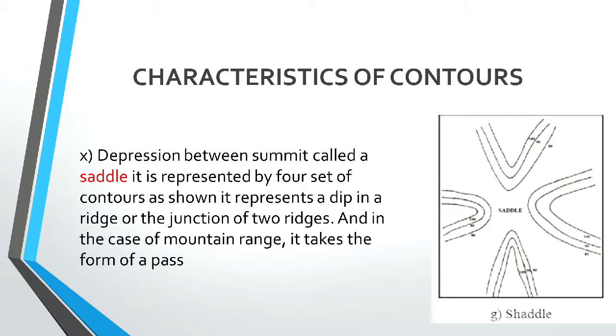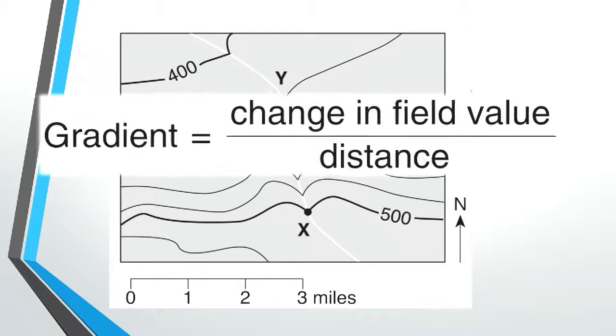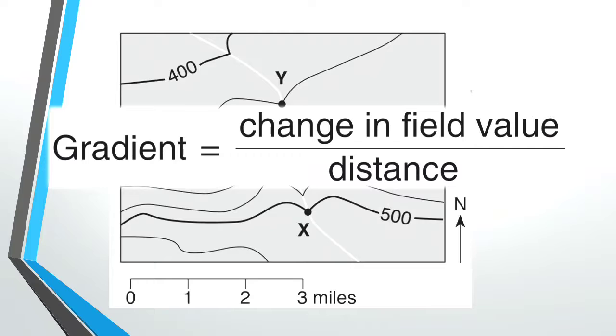Now, I'll give an example of solving a gradient first. What is a gradient? Gradient is a measure of slope, how steep or how gradual it is. So let's take another map here. In order to calculate gradient, we need a formula, which is the change in field value divided by distance. This can be found in the Earth Science Reference Tables.